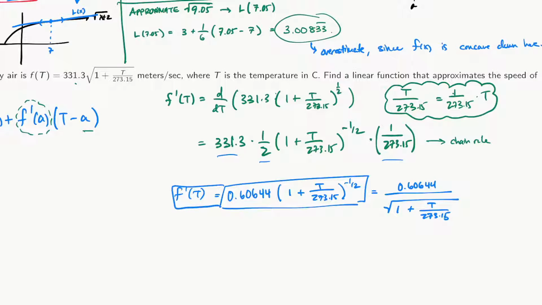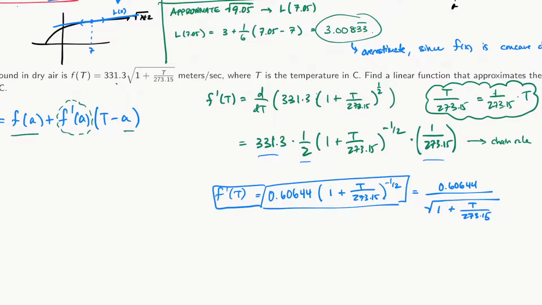This is not our final answer. What are we after? We're after the linearization. We're after a linear function. This is my derivative, though. And what do I need? I need f prime of 0, right? That was kind of our whole goal here. So we found f prime of t. So now I can find f prime of 0, hopefully pretty easily.